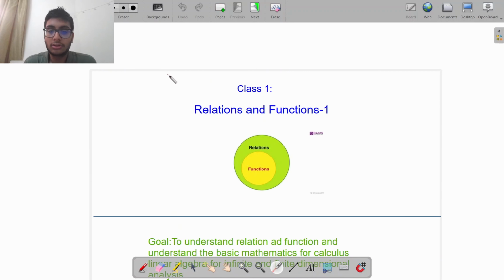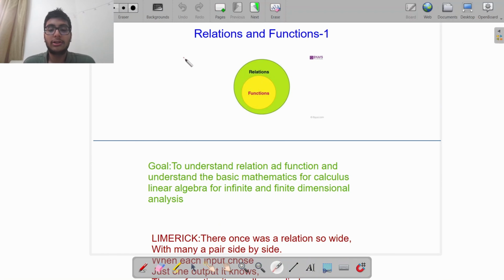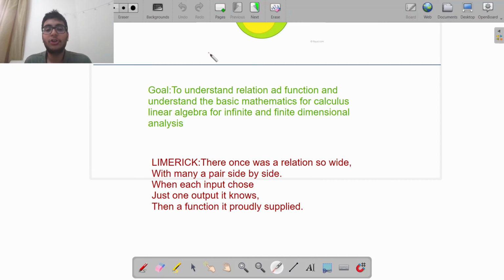First, what are relations and functions? We'll come to that, but first let's start with the most fun part, a limerick and a goal to understand before we start our first class. So, our goal is to understand relation and function and understand the basic mathematics for calculus, linear algebra for infinite and finite dimensional analysis. No need to worry about that. We'll go to it further on. But for now, let's enjoy the limerick which I just made.